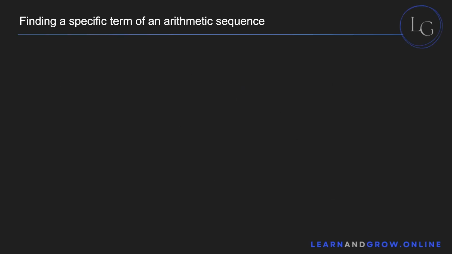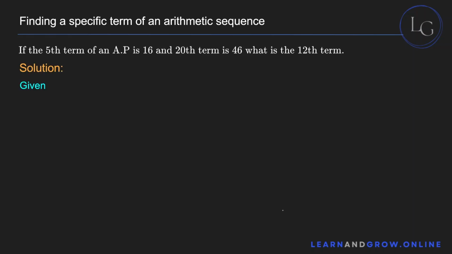Now, let's find a specific term in an arithmetic sequence. So the question is, if the fifth term, so basically a5 of an arithmetic progression is 16 and the 20th term, so basically a20 is 46, what is the 12th term? So basically we have to find a12 when a5 and a20 are given to us.